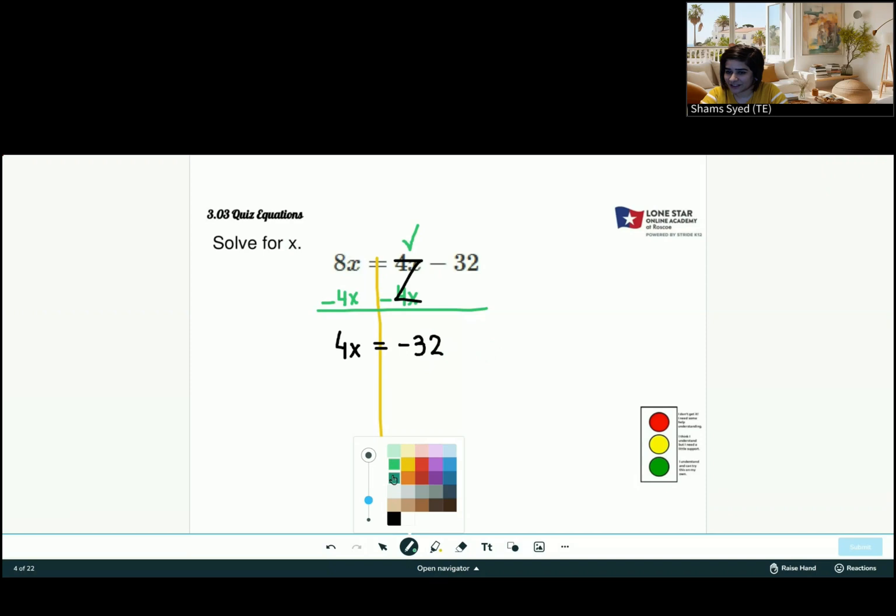get x by itself, divide both sides by 4. It is 4x right now. You want to get to 1x. To get to 1x, you divide both sides by 4. 4x equals negative 32. So in order to get to just x itself, you want to divide both sides by 4. Negative 32 divided by 4 is going to be negative 8. That is going to be your answer.